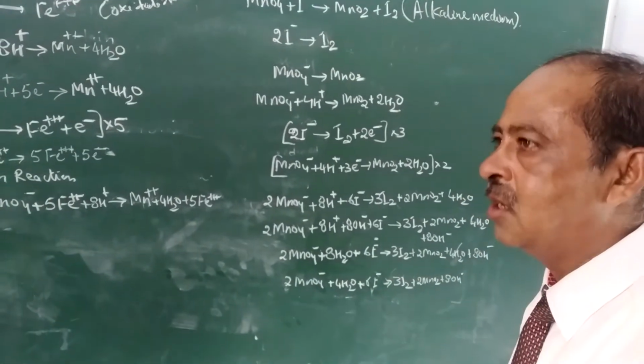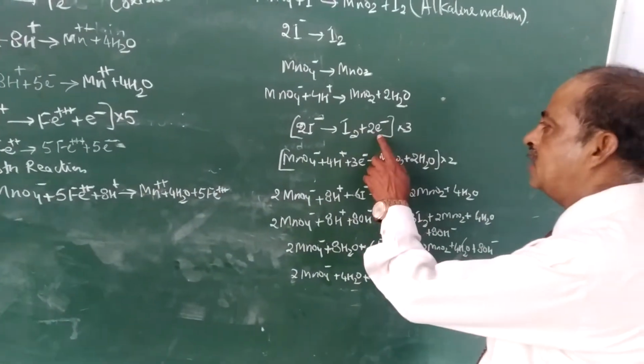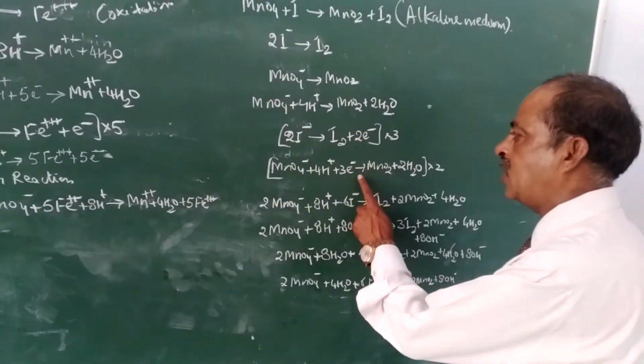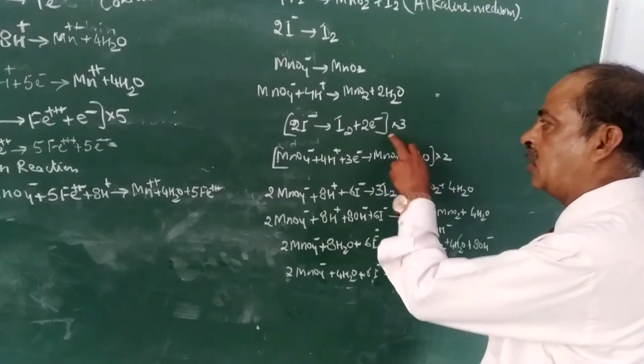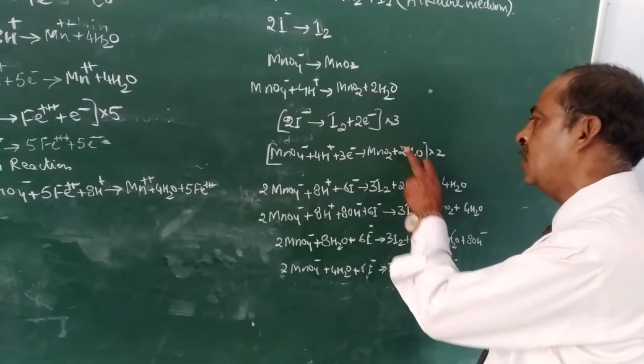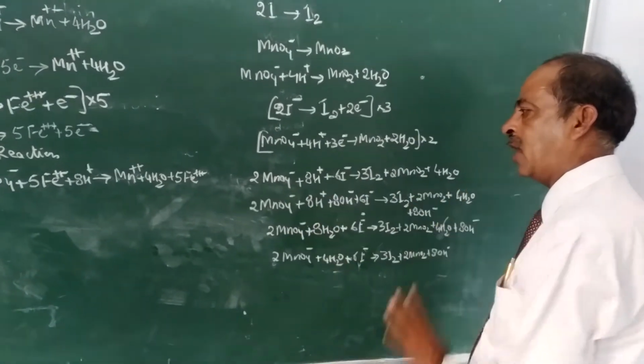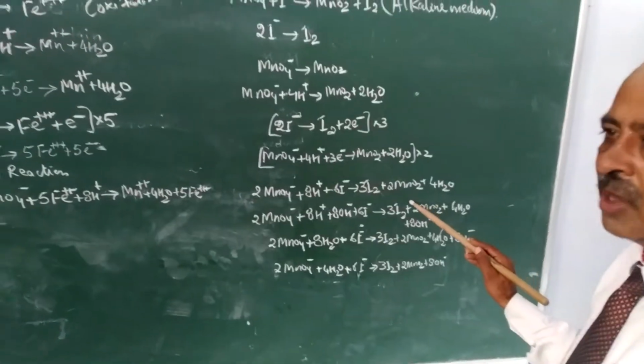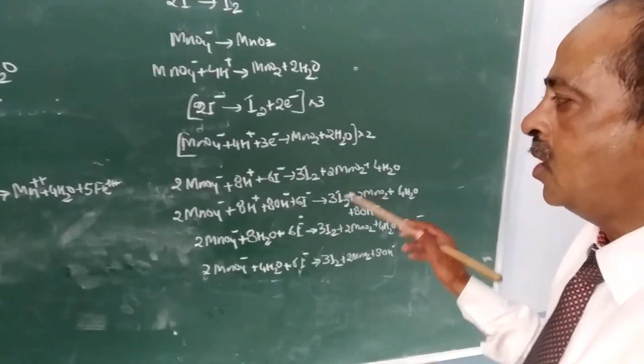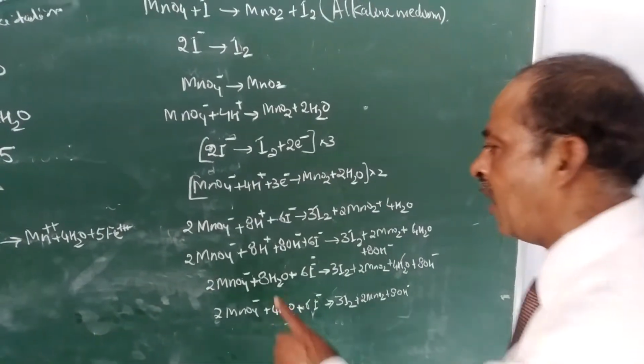Overall reaction comes in. Now we have to balance the electrons. Here we have 2 electrons, here we have 3 electrons. The first equation is multiplied by 3 and the second equation is multiplied by 2. We get this overall reaction. So till here we have balanced in acidic medium. Now we follow the rule. Here we have 8H plus.